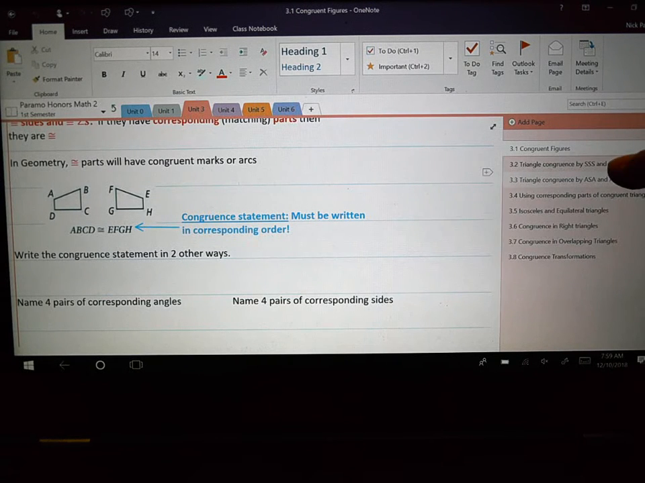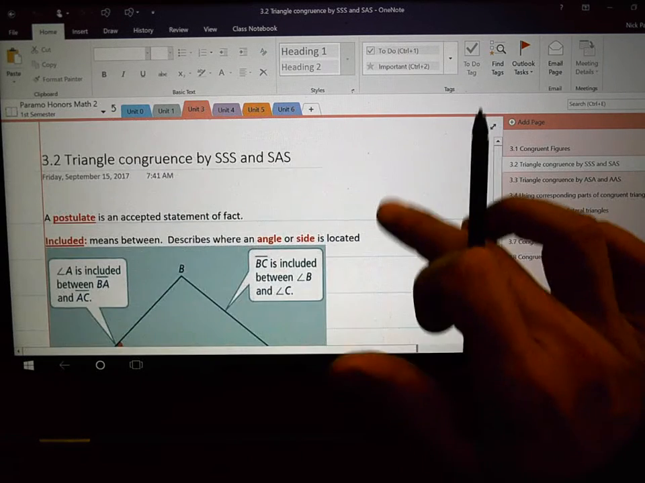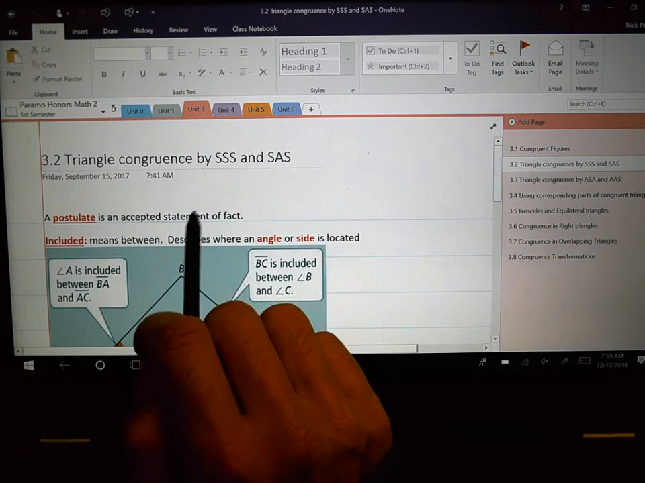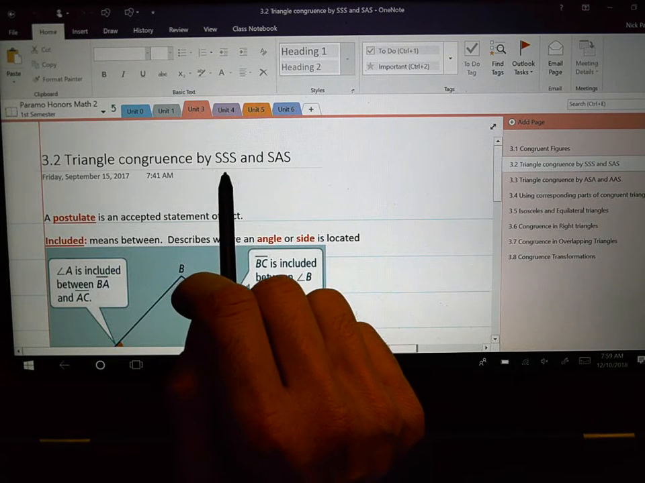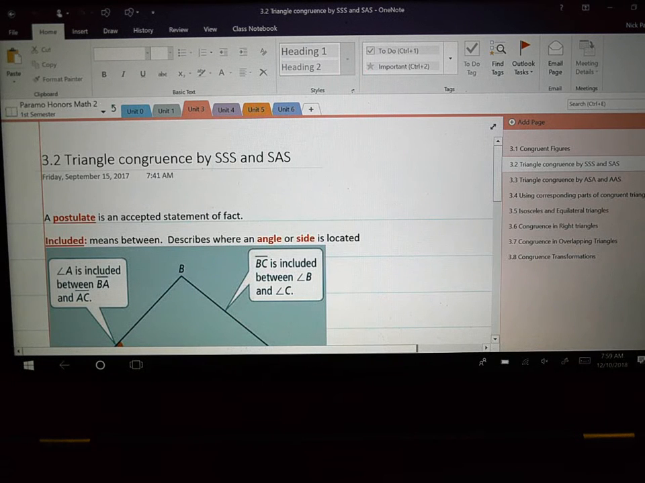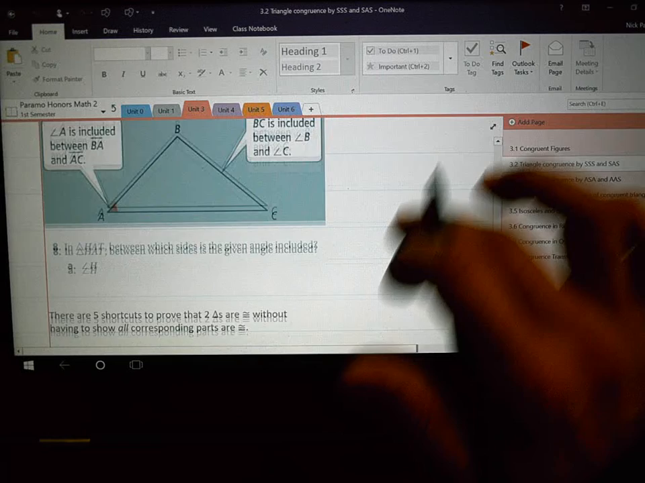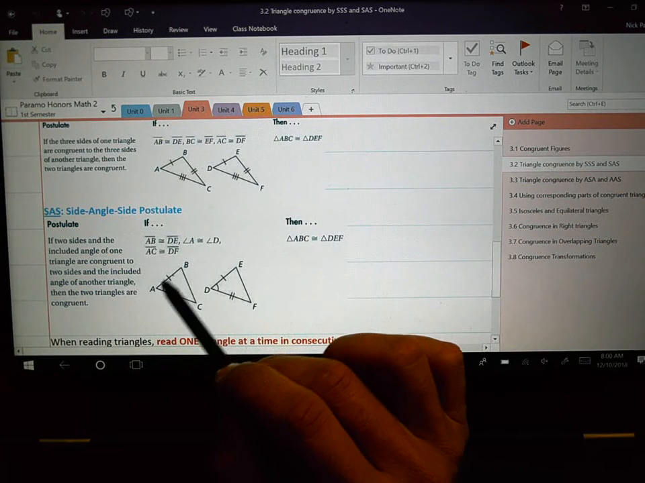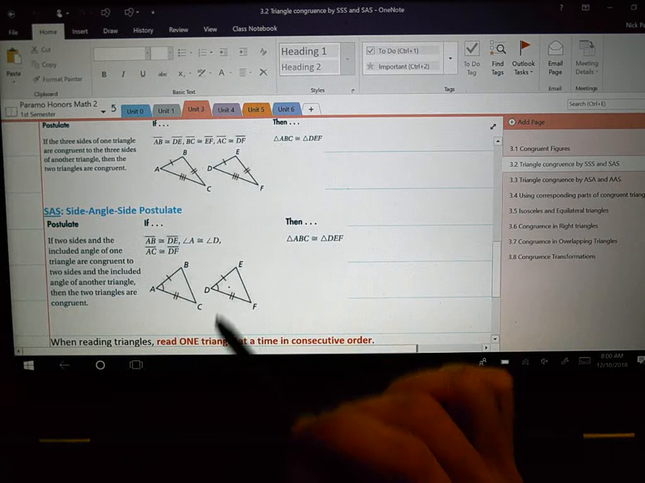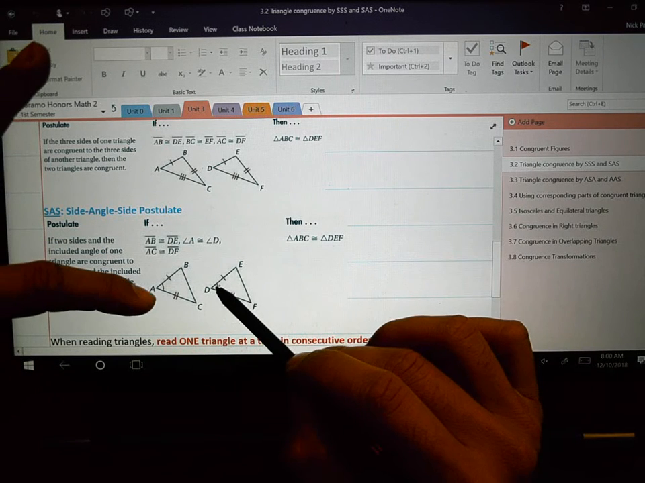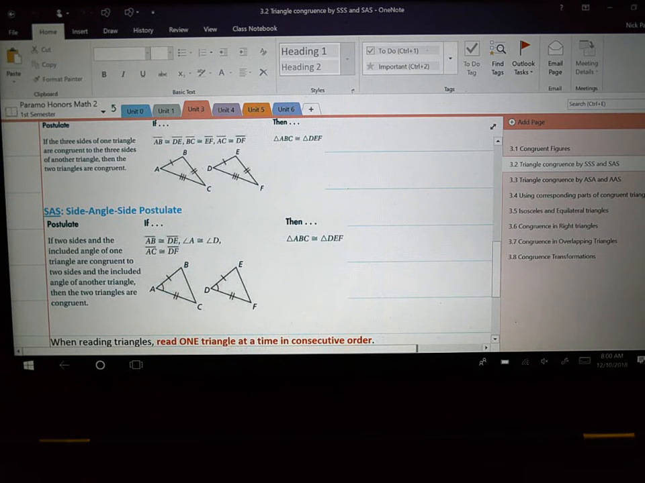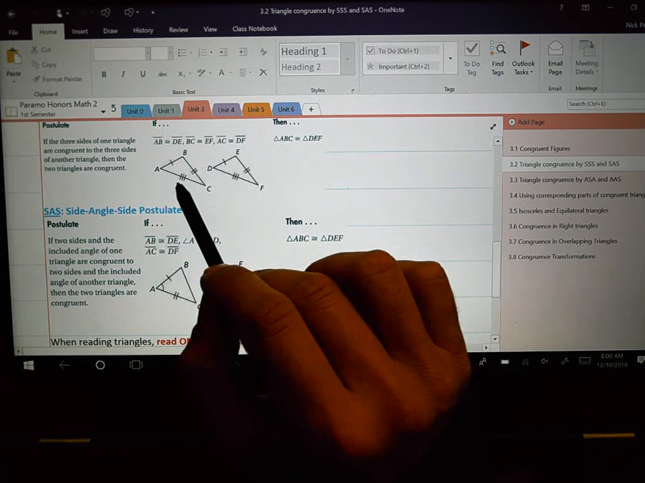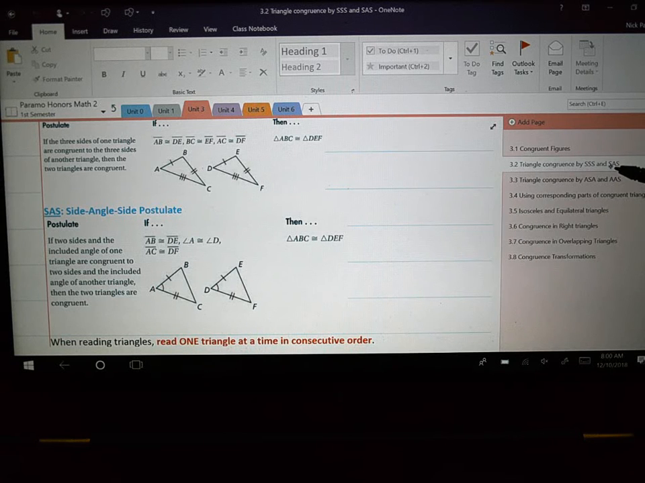And there were 5 postulates or theorems that prove congruency. The first 2, SSS and SAS, side, side, side, and side, angle, side, could prove two triangles congruent. For side angle side, you had to have 2 pairs of sides and a pair of angles congruent to another side angle side in another triangle, and that angle had to be touching both of those sides. Or side, side, side: all three sides had to be congruent to prove two triangles congruent.